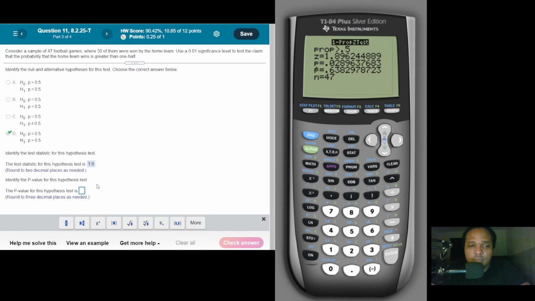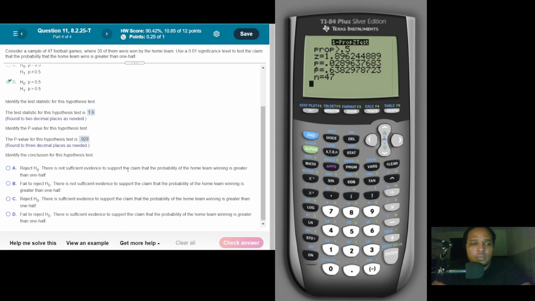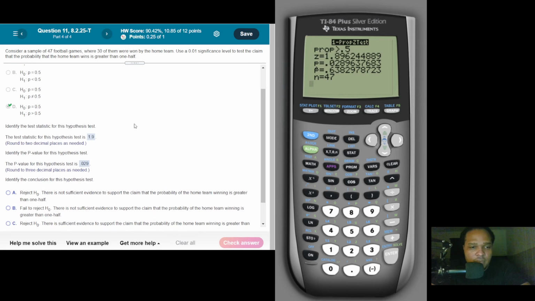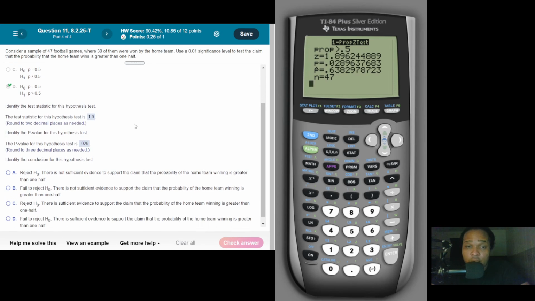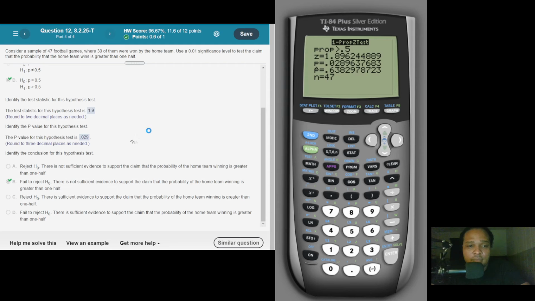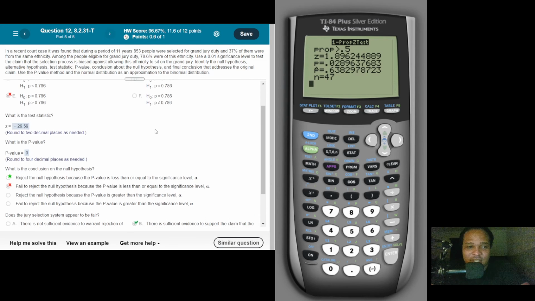P-value. Oh, 3 decimal places. 0.29. Okay. Our p-value is greater than our sig, so this is a fail to reject, and there is not enough evidence to support the claim. Oh, good. They didn't ask us for that inference stuff later.